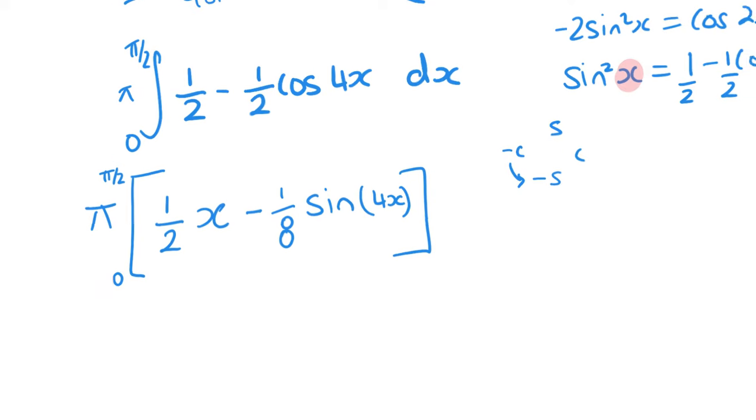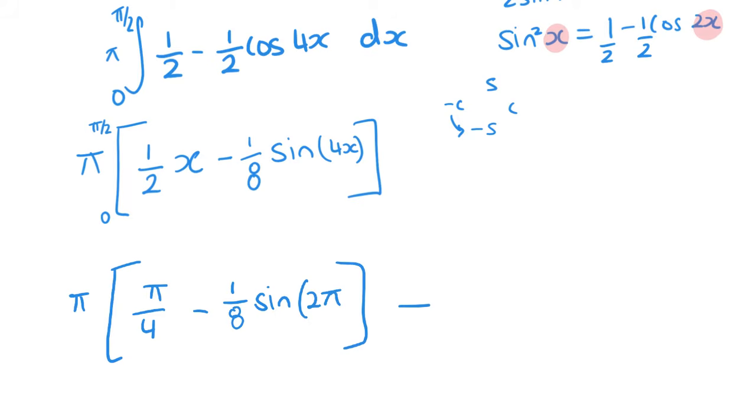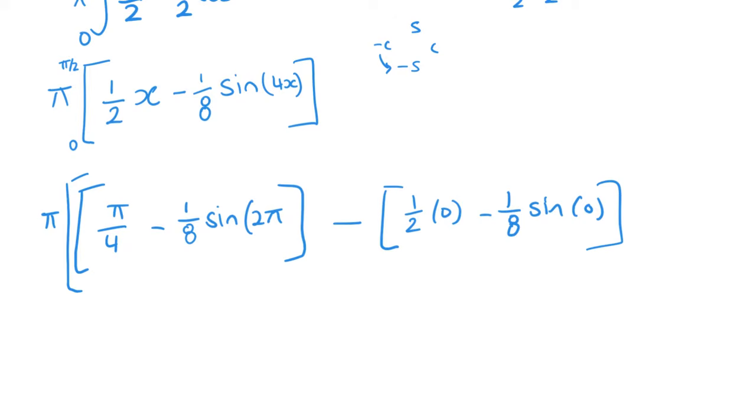Right, first, so let's carry on with this. So, pi lots of, what's the half of pi over 2? Pi over 4. Do you need a calculator? No, do it without a calculator. Come on, you've got this. Minus 1 over 8 sine lots of 4 times pi over 2 is 2 pi. This is then going to be minused by a half of 0 minus an eighth of sine of 0. Okay, I want us all to do this step by step. So, what is an eighth sine 2 pi?